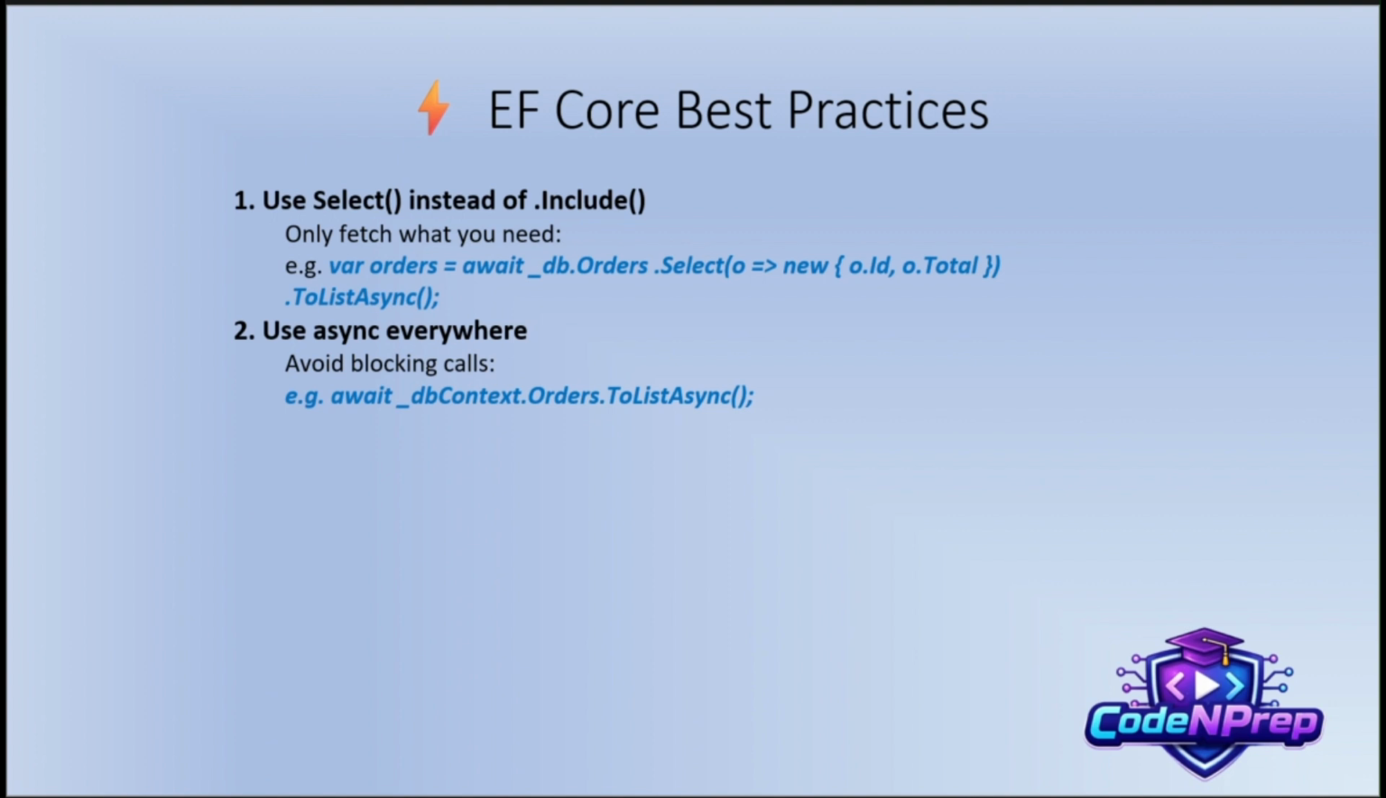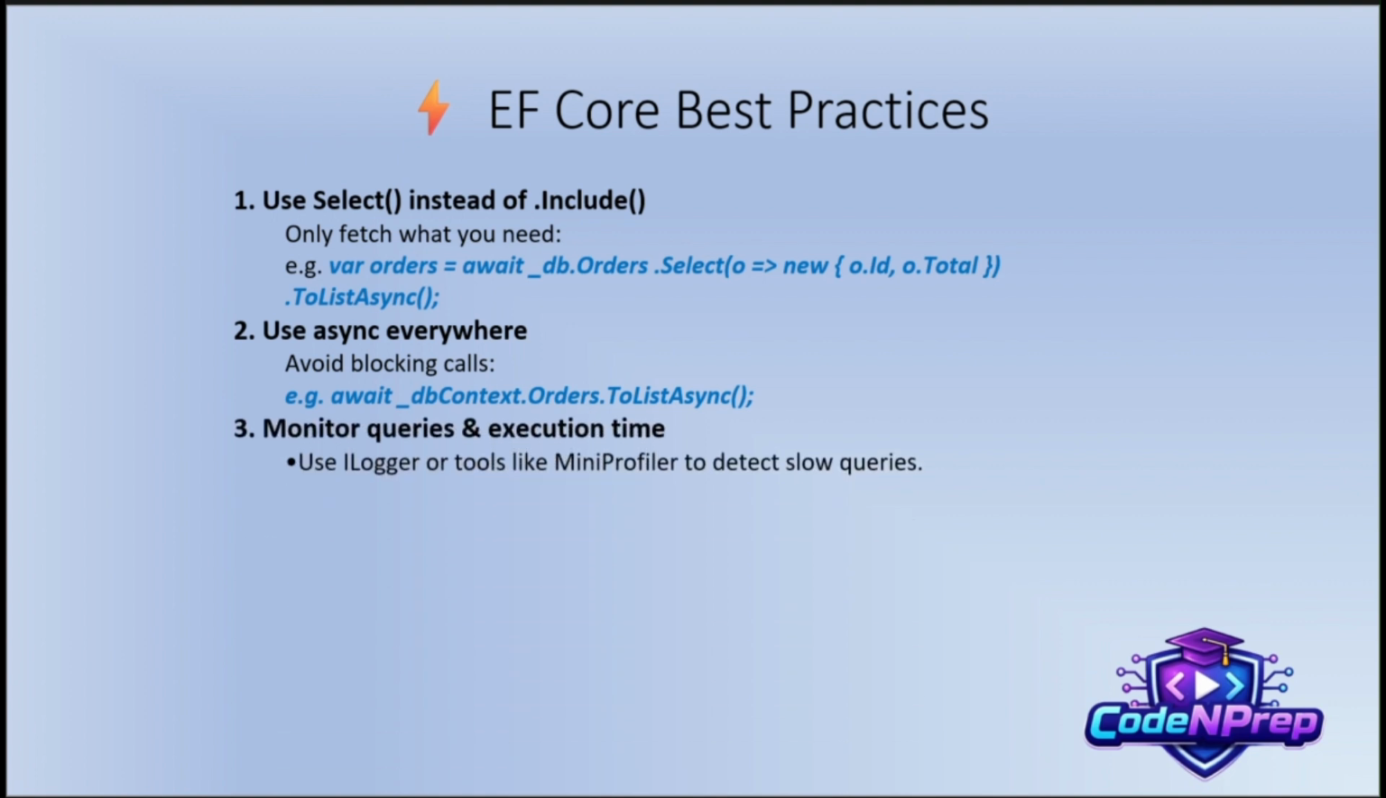Now next is use async everywhere. Entity Framework Core is async for a reason. Blocking calls kill scalability and slow down your app. So if you can see this example, we are using async and await here. So that, like in the API, the end result will be fetched faster.